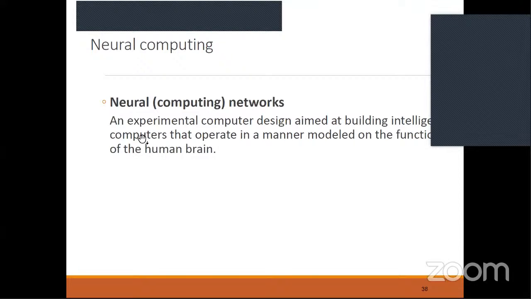It is an experimental computer design aimed at building intelligent computers that operate in a manner modeled on the function of the human brain. So this neural network is basically a replica of a human brain in a computational manner. It's artificial neurons.